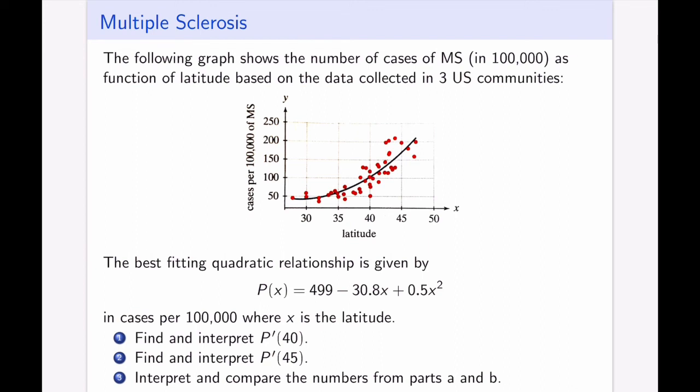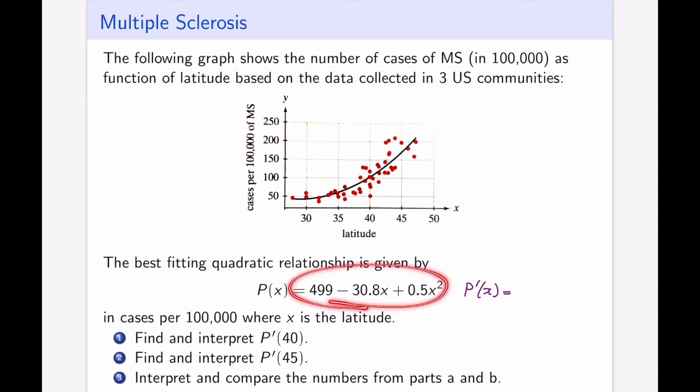What we have here is the actual data, the function that describes it, and then we're asked to find and interpret the various derivative values of it. So as in the question before, I'm noticing that I have to calculate the derivative at two different points for x that corresponds to the latitude. So before I do that, I'm going to have to calculate the derivative function in general. So p prime of x.